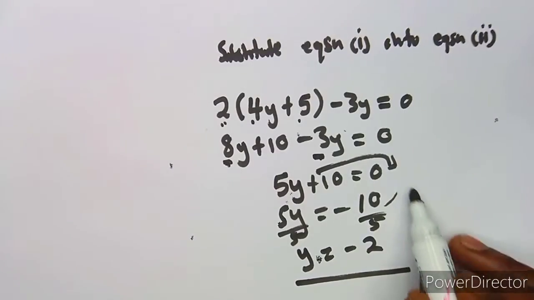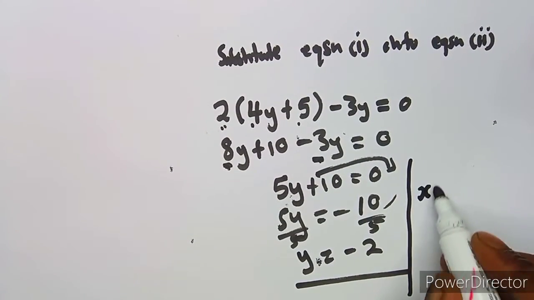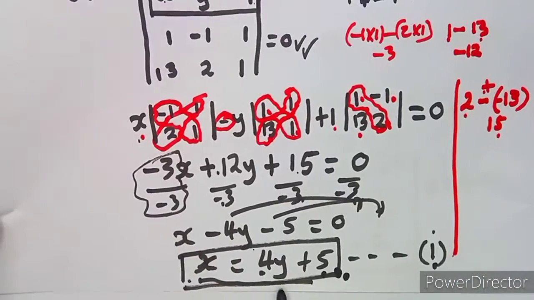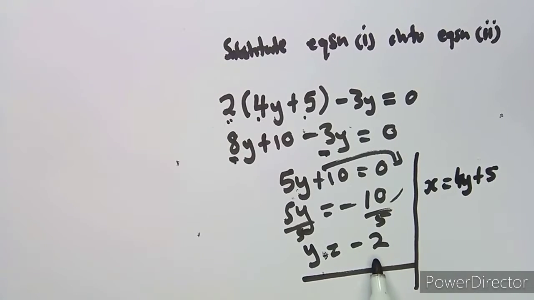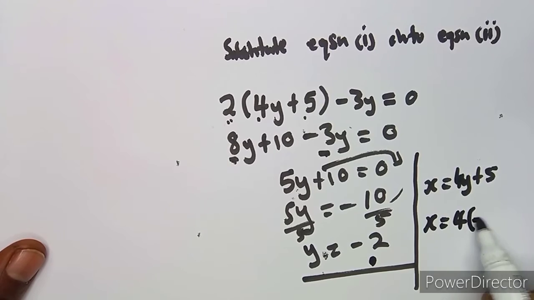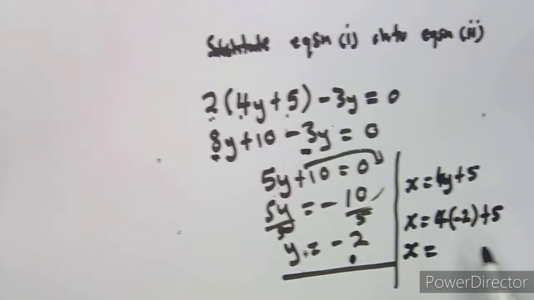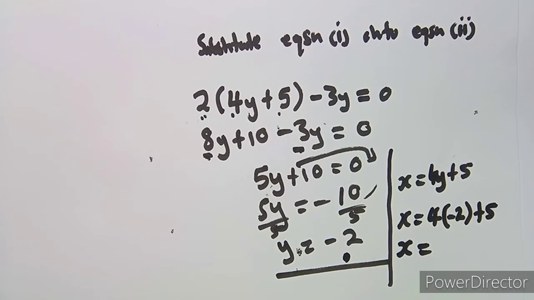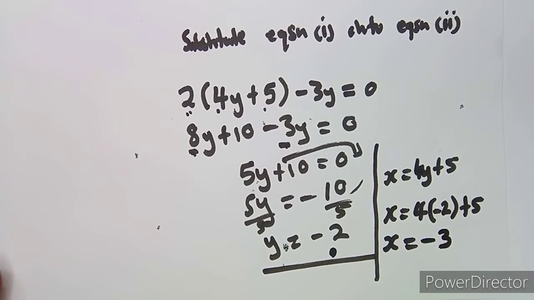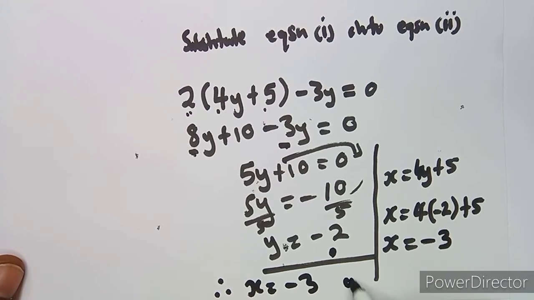So which means x is equal to 4y plus 5. That's what we have here, 4y plus 5. But the value of y is there, it's negative 2. So x is going to be 4 into negative 2 plus 5. So therefore our x is going to be negative 8 plus 5, which is negative 3. So x is going to be negative 3 there. So therefore x is equal to negative 3 and y is equal to negative 2.